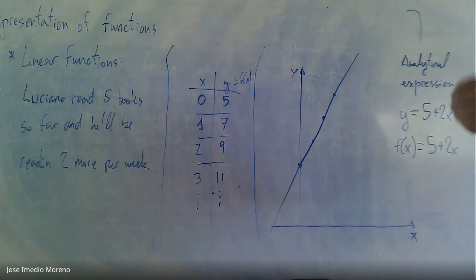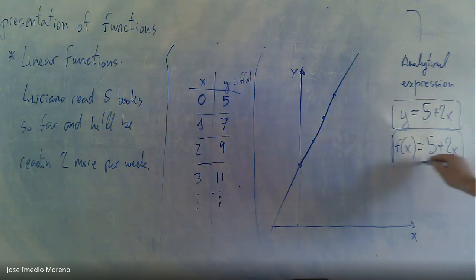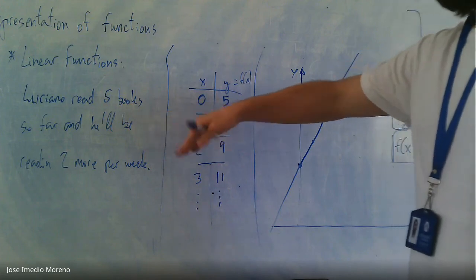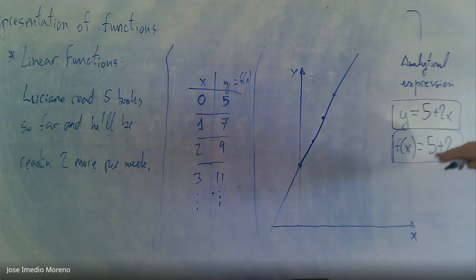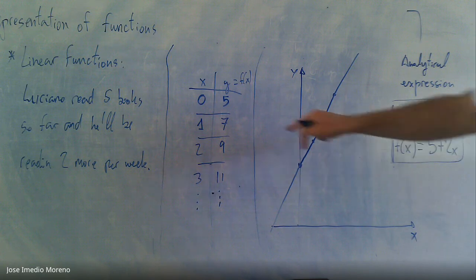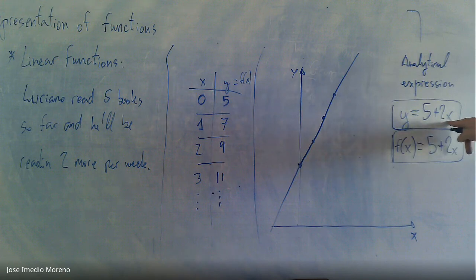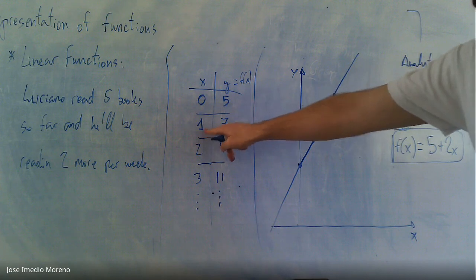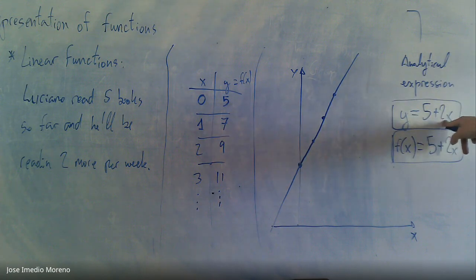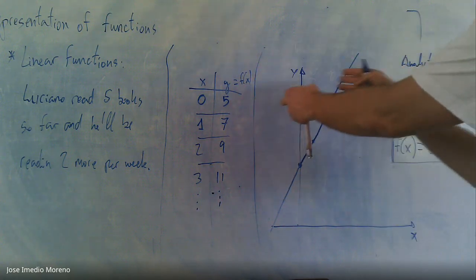So in this case, as it's predictable and it's a linear function, I can express it in four ways: verbal description or word description, table, graph, and analytical expression. And you can prove this because if I replace values here, if x equals 0, what's the value of y? If x is 0, y is 5 plus 0, which is 5. It's true. If x is 1, 5 plus 2 is 7. It's true. So this analytical expression corresponds to this table and corresponds to this graph.